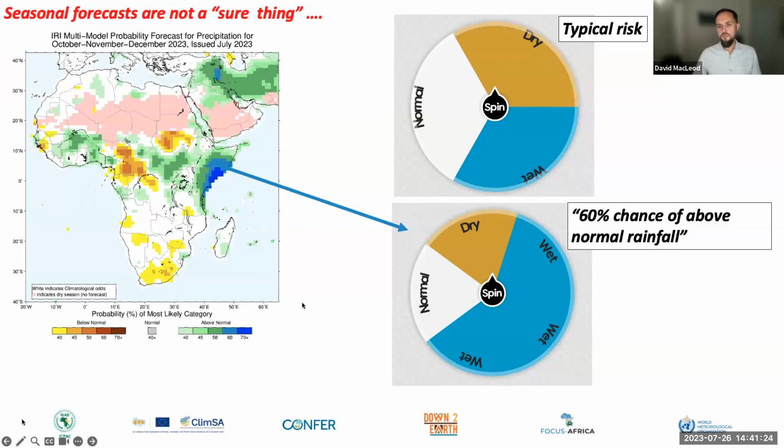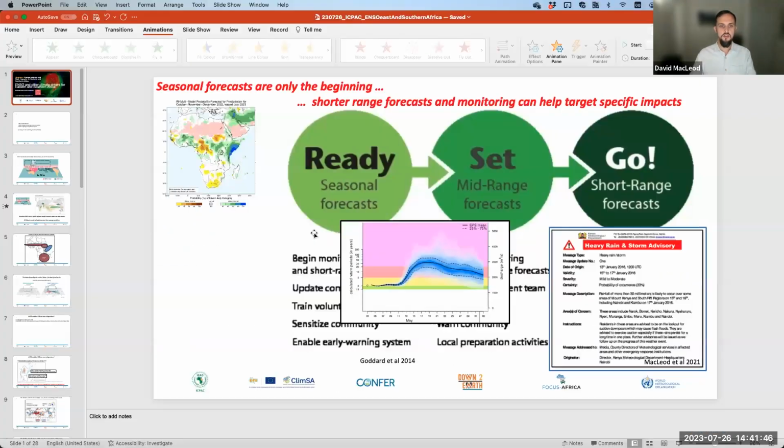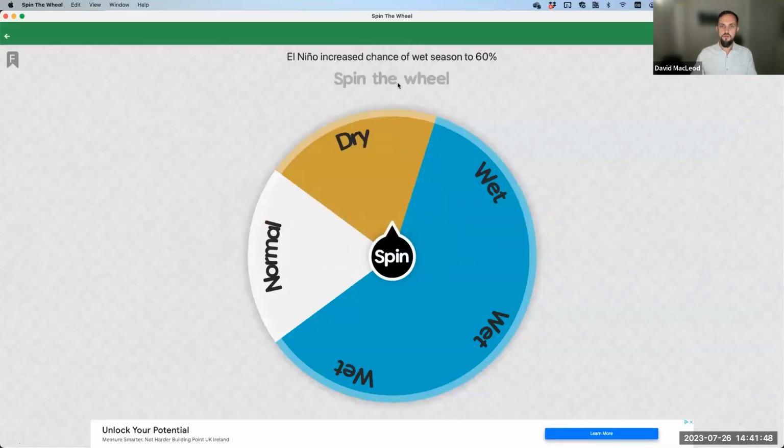Are you going to put all of your money on wet? Are you going to say that there's absolutely no chance of dry? It would maybe be foolhardy to do so. Certainly we need to prepare for wet, and the chance of a wet has massively increased, but we shouldn't discount the other impacts. We can have a live demonstration of this, where we have this wheel here.